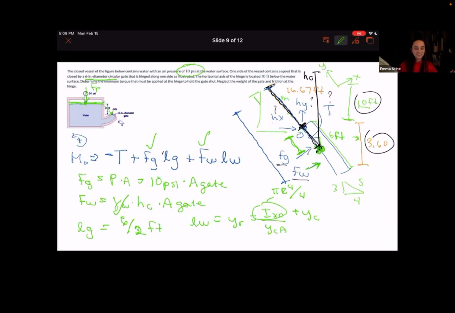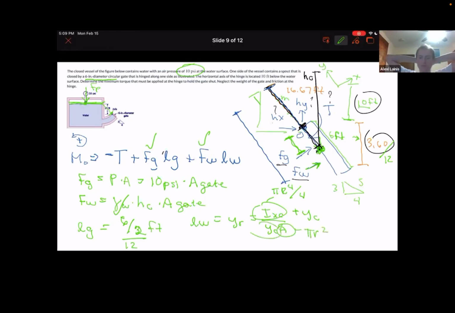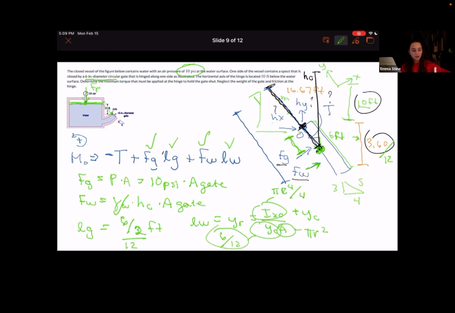Jump in one thing. I think Emmy might have forgot the gate is 6 inches, not 6 feet, because this problem is really annoying. So that 3.60 is actually in inches. You're going to have to convert that into feet. So the depth HC will be 10 feet plus 3.60 divided by 12. That is very true. Okay, then this is going to be the area of the gate, which you guys can all do. And this is just the centroid of the gate, so 6 divided by 12. So now we know this, we can solve for this.